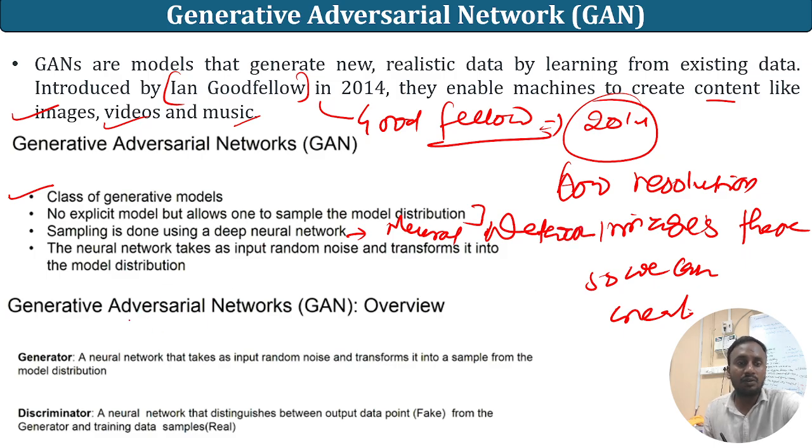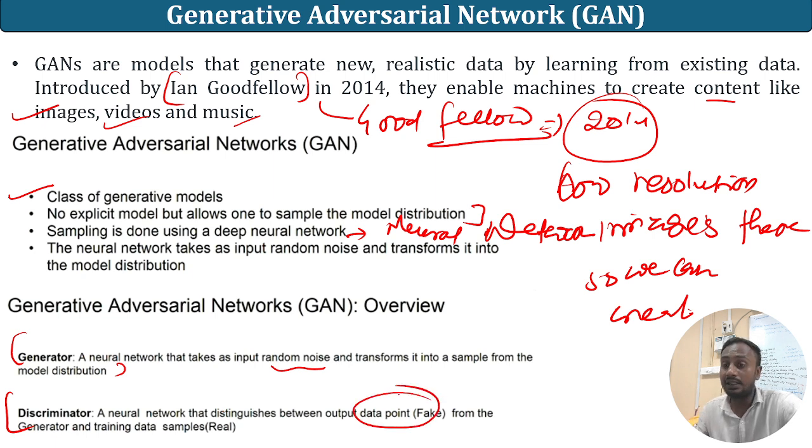For a generative model, we have the generator and the discriminator. In the generator, we input random noise and transform it into a sample from the model distribution. The discriminator is a neural network that distinguishes whether the data is fake or real.